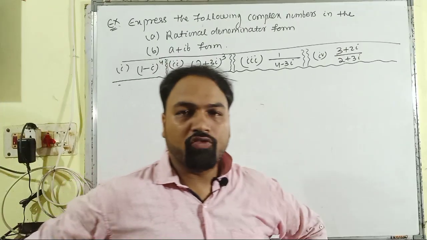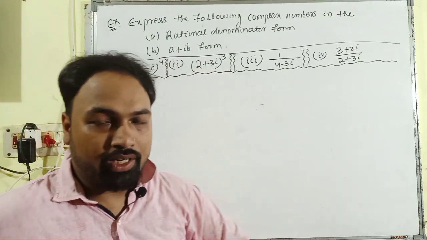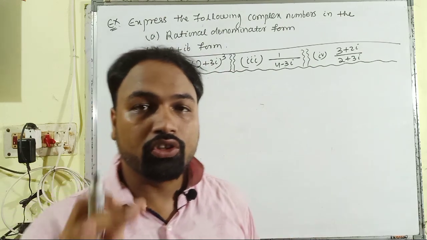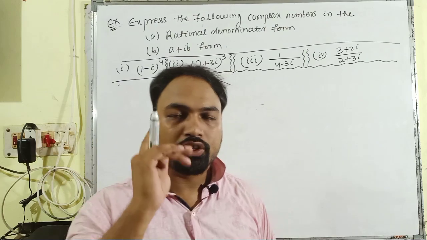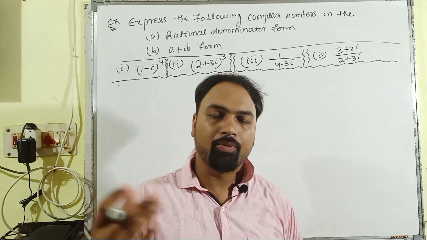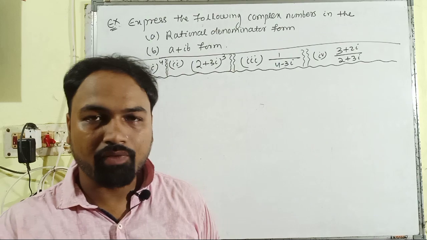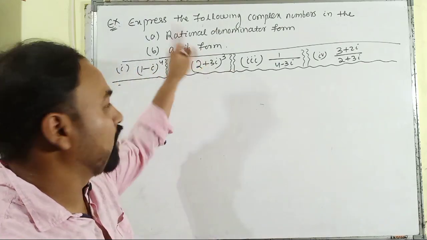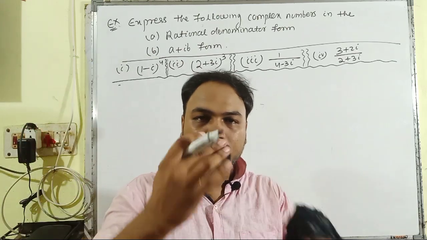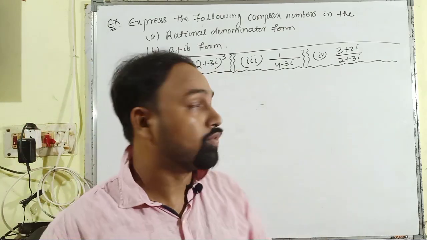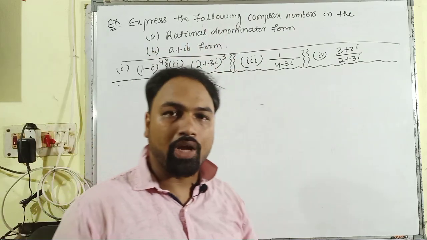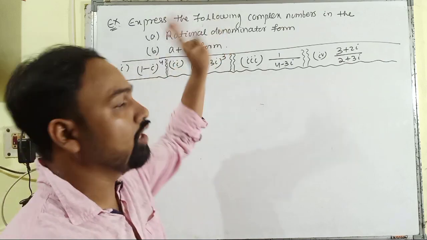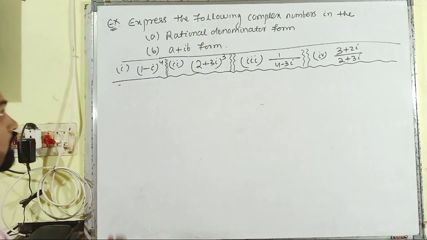So here is the most vital example for the topic of complex numbers, in which we are going to find out the rational denominator form and also the a plus ib form. We have to use the same process for both problems, but there is a condition. Whenever we find the a plus ib form of a given complex number, it is just one step ahead of the rational denominator form. That means we have to do one more step for the a plus ib form than for the rational denominator form. So let us go through the problem part.